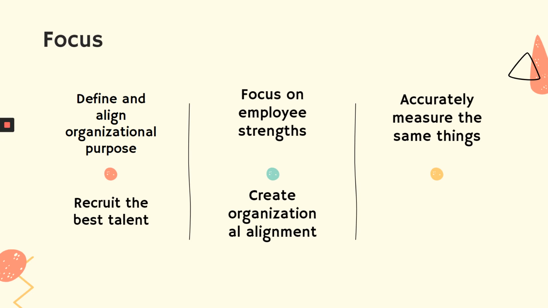Today, the HR management teams focus their effort on 5 critical areas. The first is to define and align organizational purpose. A company's employees must be able to understand why the company exists in order to achieve good performance in the organization. So the employees need to understand how their efforts are aligned with the organization's purpose.